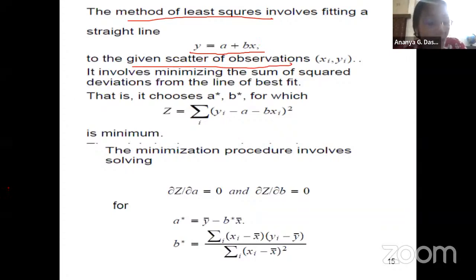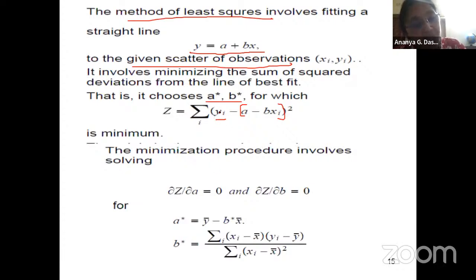All right, and how do I choose this line of best fit? That is, how do I choose the slope and the intercept? I simply look at the deviations of the points on the line. So the points on the line are basically a plus b x_i, right? And y_i's are the actual observations, right?